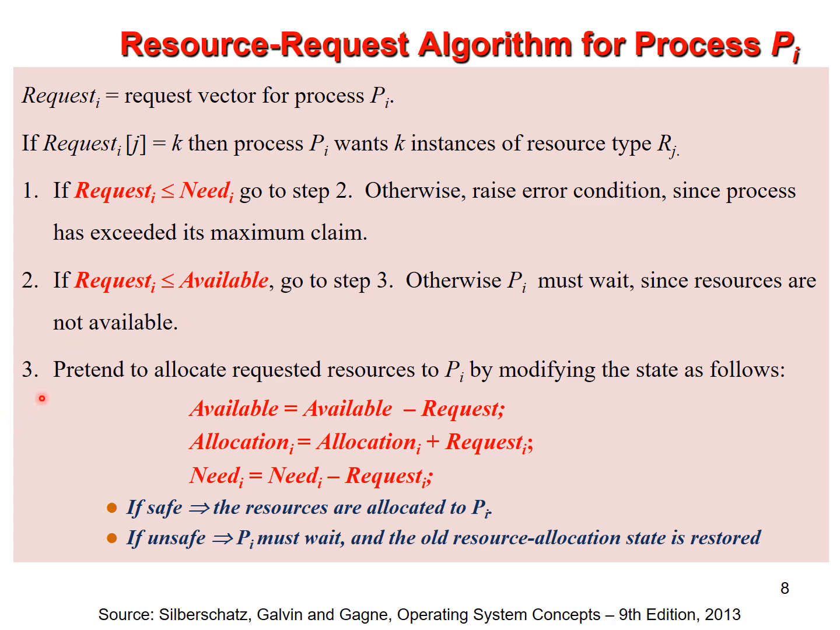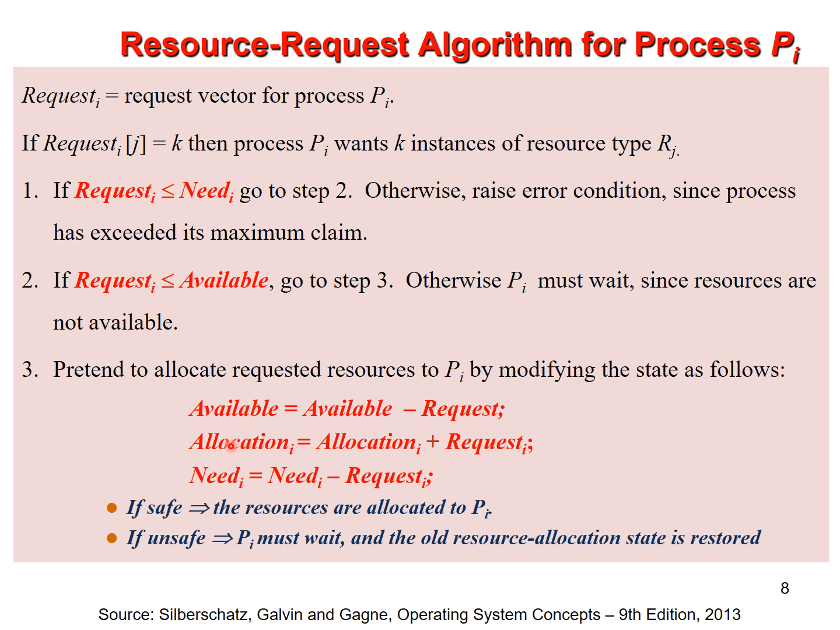In step 3, we pretend to allocate the requested resources to Pi. That is, we are allocating the resources to the process. Once we are done with the allocation, the available gets reduced. So available equals available minus request. From the available, we are taking the resources and providing them to the process. So your available becomes available minus request.